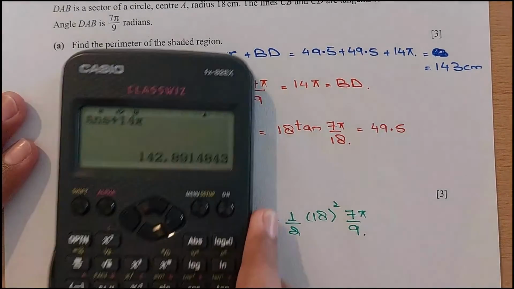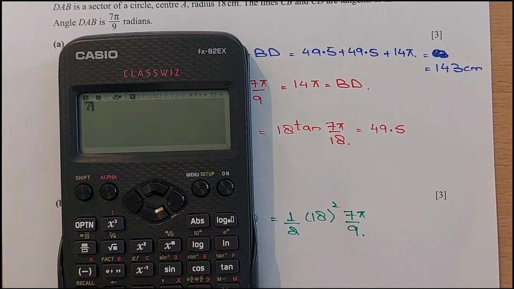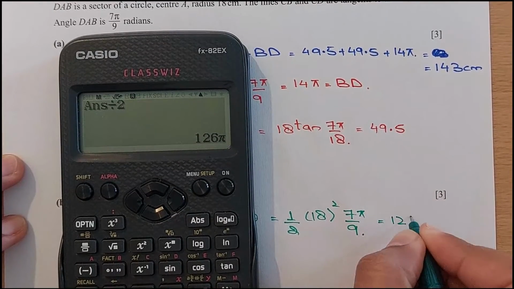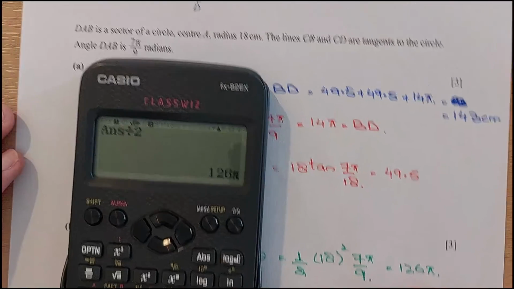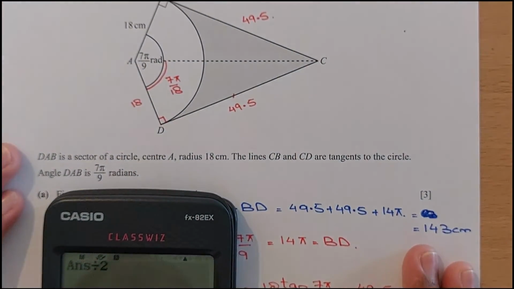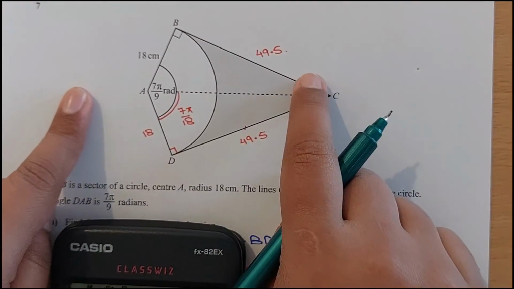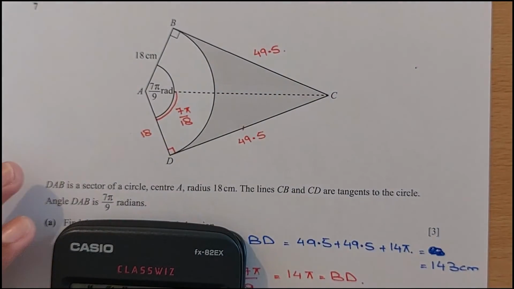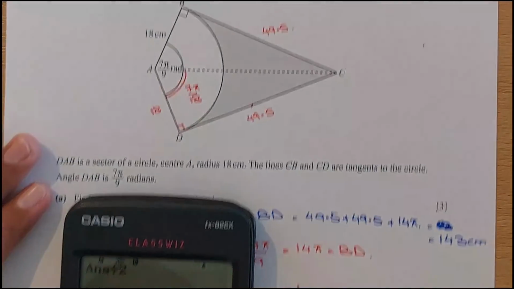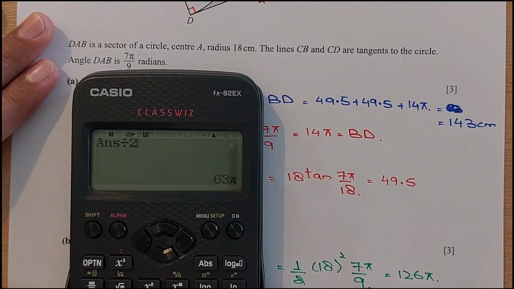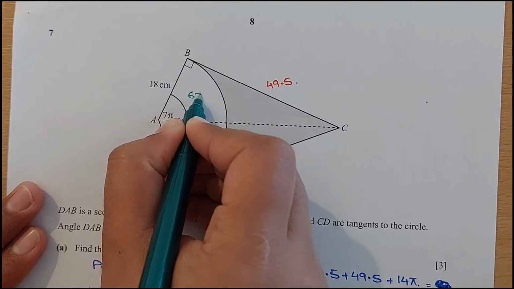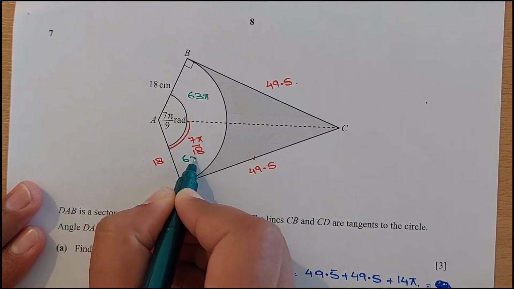Right, let me simplify. We have 7 pi divided by 9 times 18 squared divided by 2, that is equal to 126 pi. This is the area for the whole sector, right? So I would like to find the area for the upper triangle subtracting this sector, and the lower triangle subtracting this sector, and then we will get the shaded area, right? Let me find it separately. So separately we need to divide it by 2. So this is 63 pi. Okay, so it means this sector's area is 63 pi, and this sector's area is 63 pi.